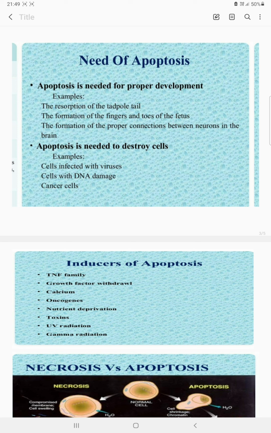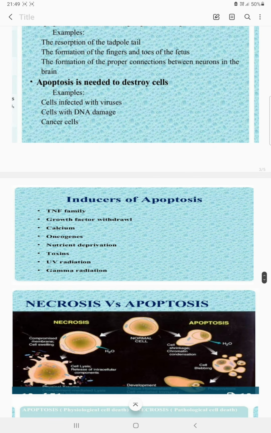We need to destroy that web, because if it is present after birth, we are not able to move our fingers freely as we do now, and our function will be restricted. So for the proper functioning of our limbs, that web needs to go through apoptosis. Another need is to destroy cells, for example cells infected by a virus, cells with DNA damage, or cancerous cells.